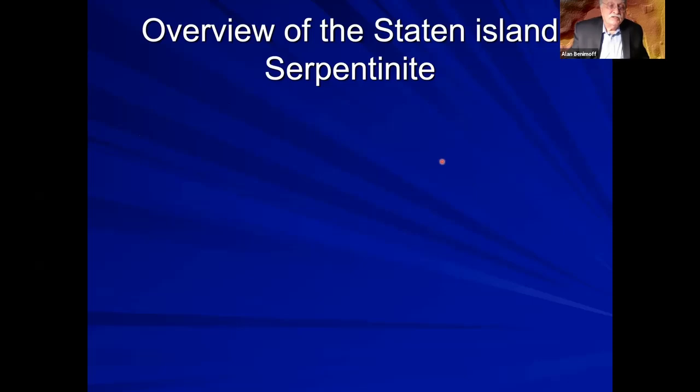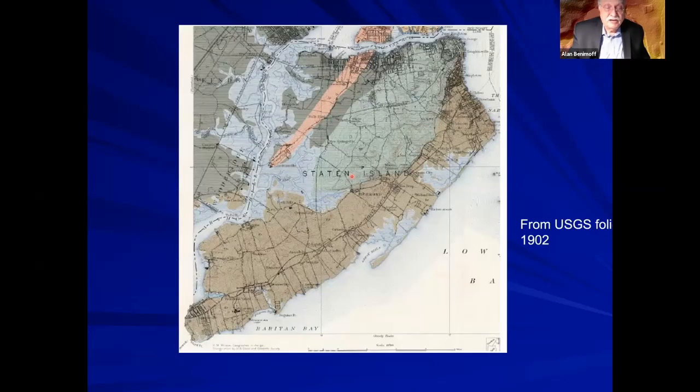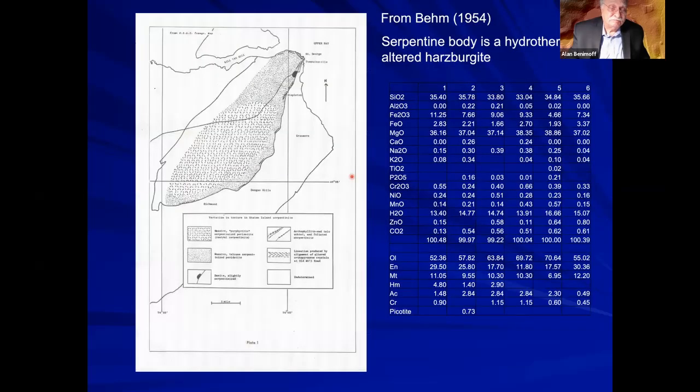And now we go into the overview of the serpentine. So here's a map that came out by Puffer. You can see that these bodies of serpentinite go from the north to the south here. They're shown in red, and they're enclosed in the Paleozoic rocks, as you can see. And here's the 1902 map of Staten Island. I like this the best. It shows a lot of details.